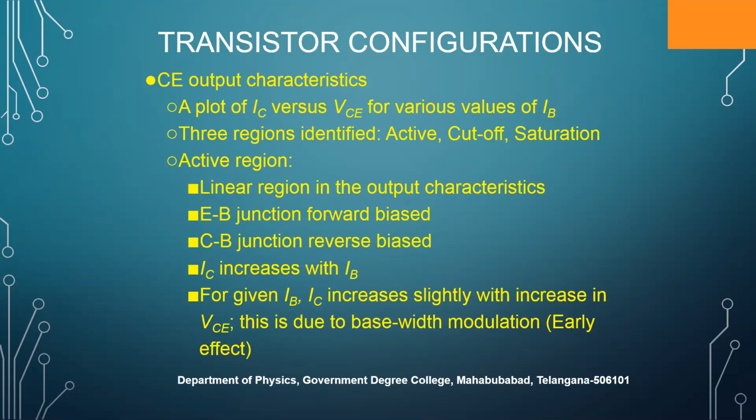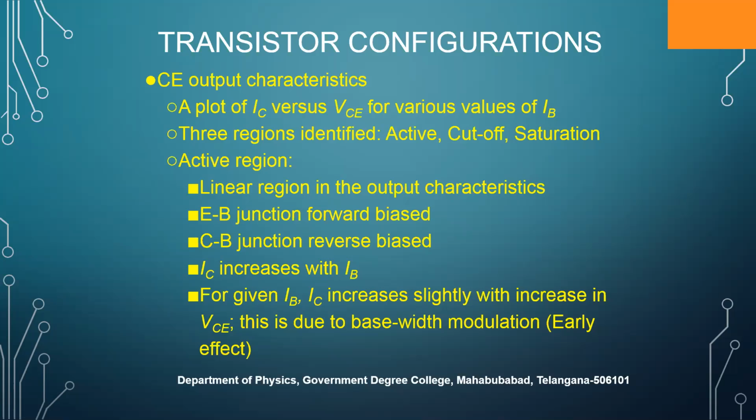So a plot of IC versus VCE for various values of IB is called output characteristics. In this one, three regions can be identified. One is active region, as we have discussed in common base characteristics, the other one is cutoff region, the last one is saturation region. So the conditions for active region are as follows. It's a linear region of output characteristics.